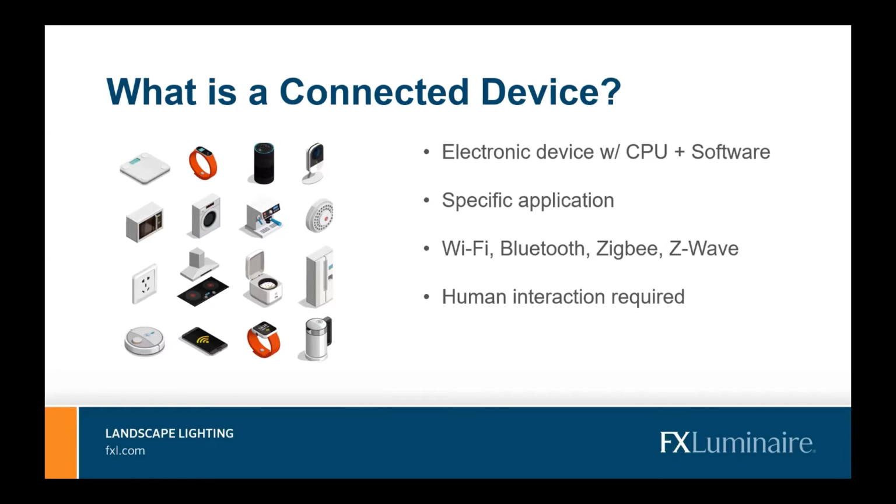So if the smart device is set to turn on your coffee, turn on your lights, turn on your water, whatever it may be, that device is set specifically for that particular application. It's wirelessly connected using common wireless protocols, Wi-Fi, Bluetooth, Zigbee, Z-Wave, and there is always human action required in order for it to do what you want it to do.